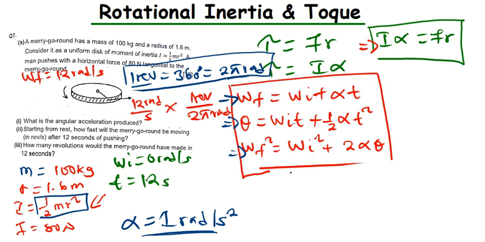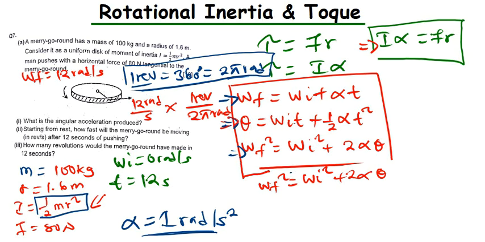meaning that I can use the second equation because I have the time, I have the angular acceleration. I can also use the third equation, because I have the final and I have the initial. So let me use this one, but you can also use this one. You'll be able to find the same answer. So I'll use the final squared equals initial squared plus 2 alpha theta.